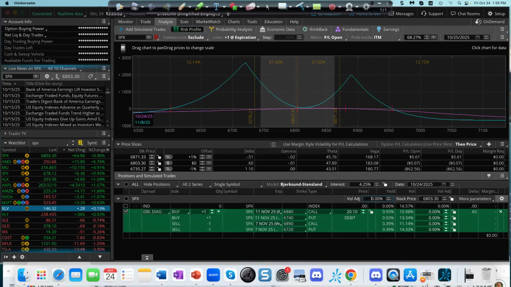Joe says, why do you prefer the short diagonals over the long? I understand better theta burn in the give and take of more risk. Is that why you like the short diagonal? Are you calling this trade a short diagonal, Joe?